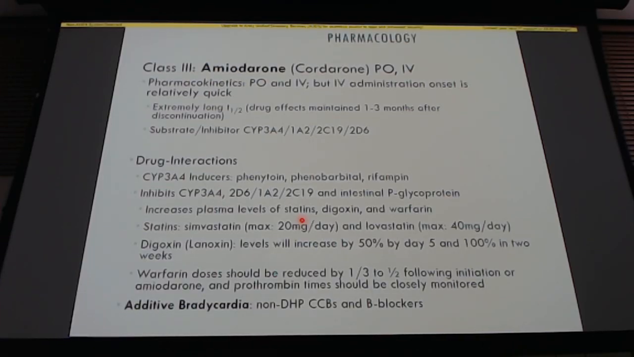Okay? And then if I put this medication with a non-DHP calcium channel blocker or a beta blocker, which are also working on slowing down my heart rate, I can have an additive effect, and now I've caused them to become very, very bradycardic. Okay, so that's what you're seeing whenever I'm looking at my non-DHP calcium channel blocker and my beta blocker.